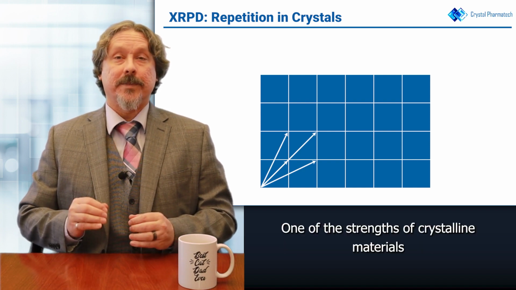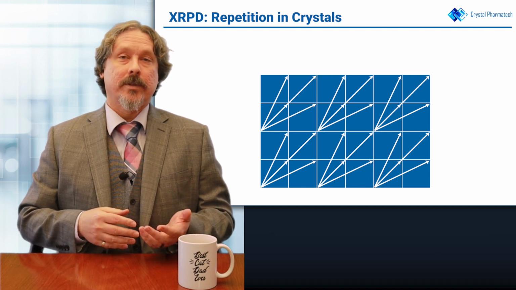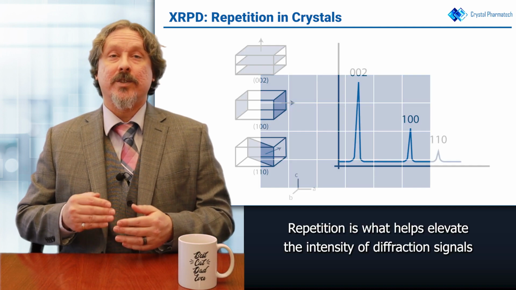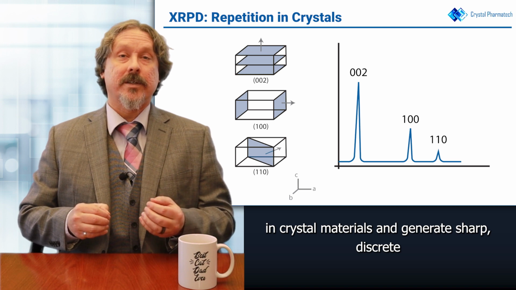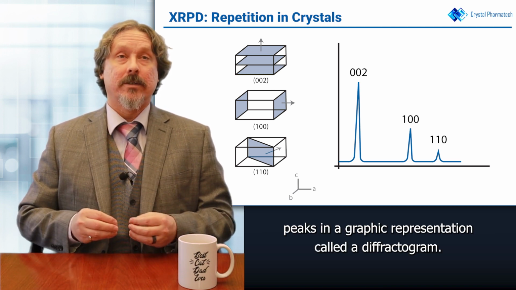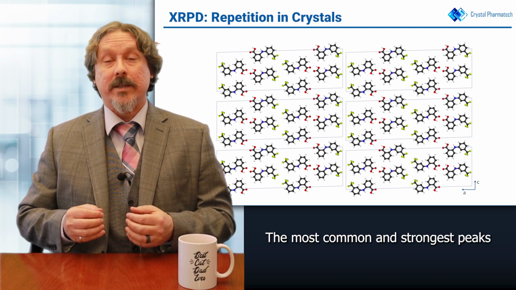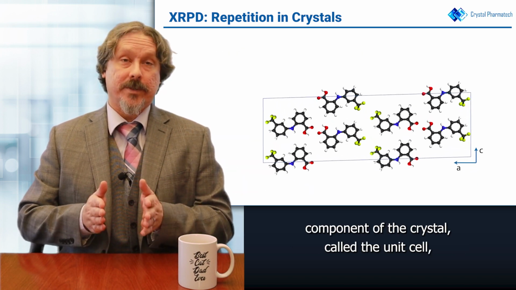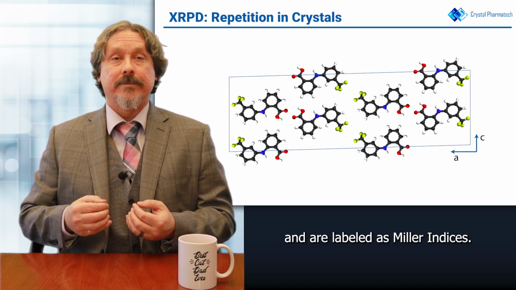One of the strengths of crystalline materials is that there will be multiple instances of a set relationship, both through repetition and through expansion. Repetition is what helps elevate the intensity of diffraction signals in crystalline materials and generate sharp, discrete peaks in a graphic representation, called a diffractogram. The most common and strongest peaks are associated with the sizes of the smallest repeating component of the crystal, called the unit cell, and are labeled as Miller indices.